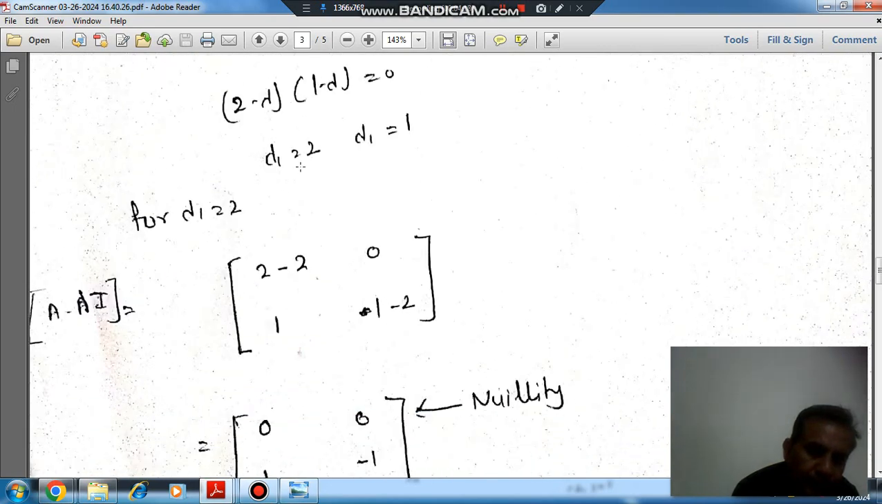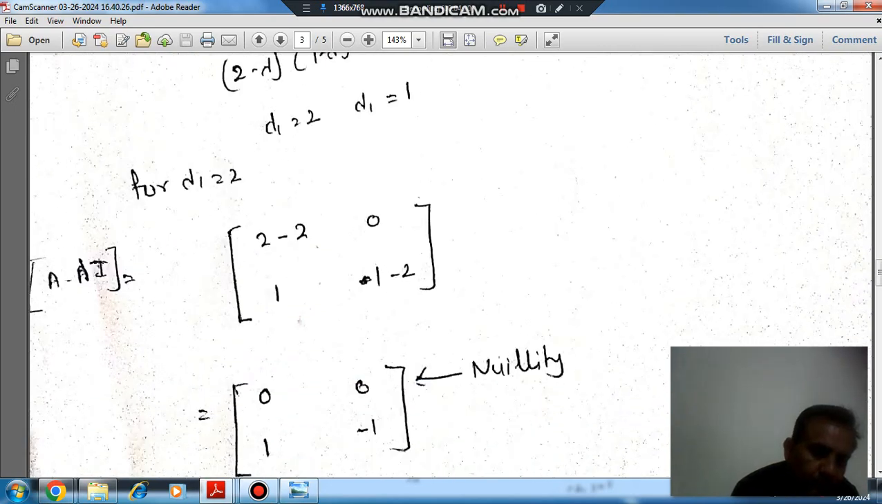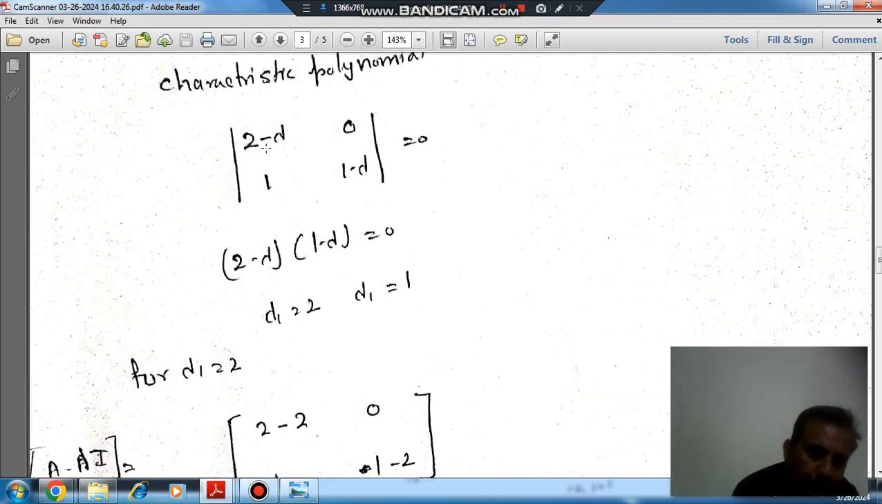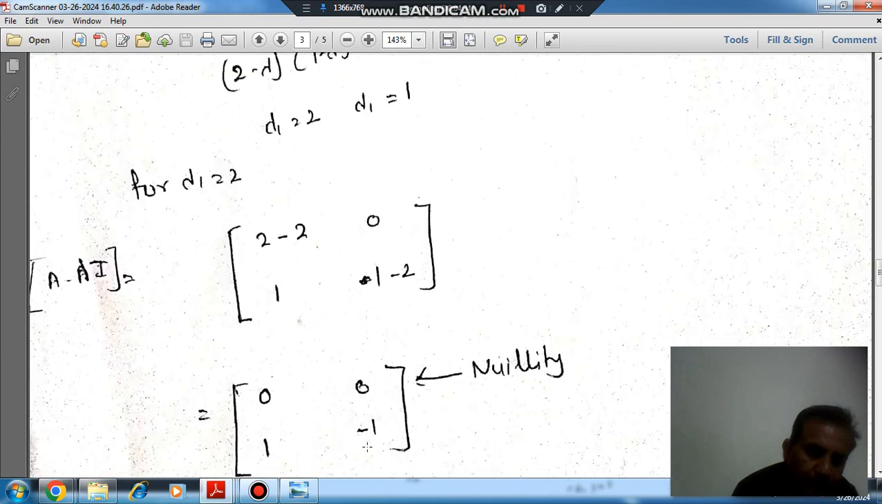If we take lambda equal to 2 and find A minus lambda I, lambda is your 2, and so this will be 0 and this will be your minus 1.